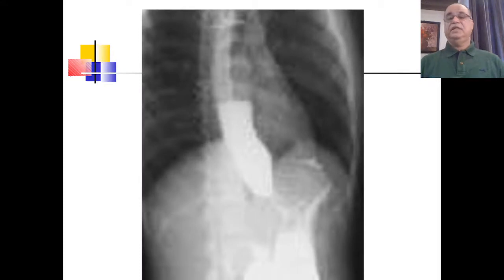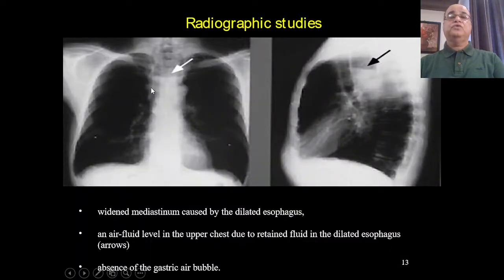So as you can see in this picture, this is the fluid and there is the air, so air fluid level is there. There is no air bubble in the stomach. Here you see widened mediastinum due to the dilated esophagus. Very clearly air and fluid, air fluid level, are more clearly visible in this lateral view, and there is absent air bubble in the stomach.